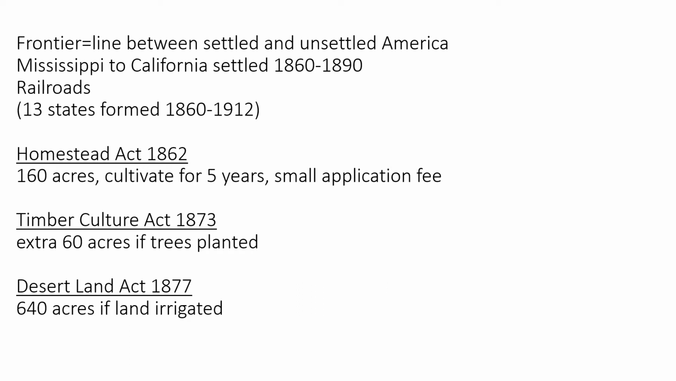The Timber Culture Act expanded on this, and settlers got an extra 60 acres if they planted trees on at least 45 acres of land. As settlement hit the drier southwestern parts of the United States, the Desert Land Act of 1877 offered 640 acres if the land was irrigated. Between 1860 and 1912, Kansas, Nevada, Nebraska, Colorado, North Dakota, South Dakota, Montana, Washington, Wyoming, Idaho, Utah, New Mexico, and Arizona were formed and added to the Union.